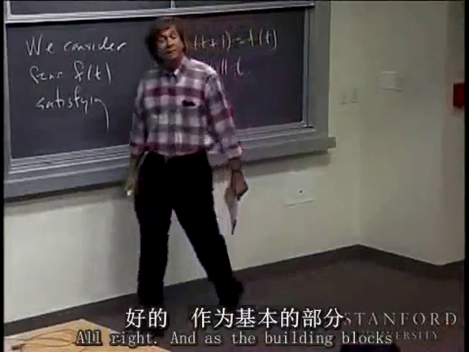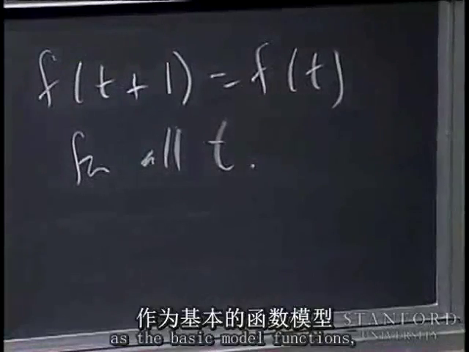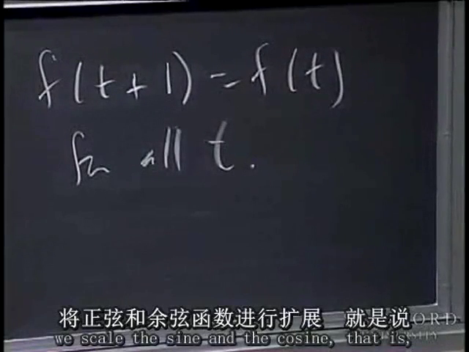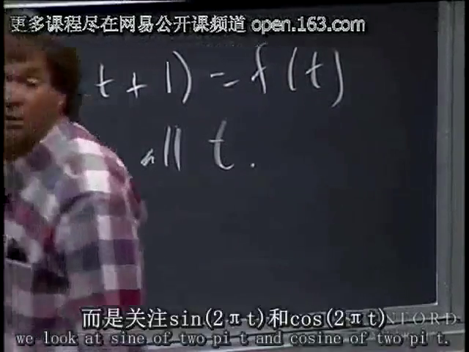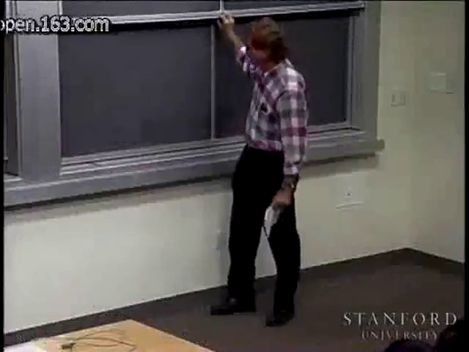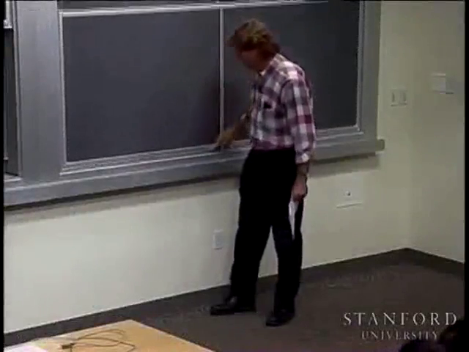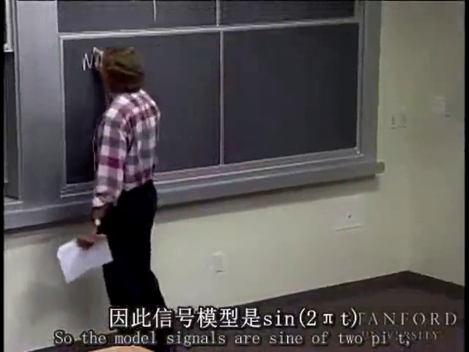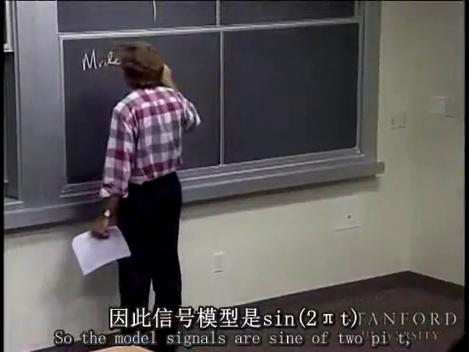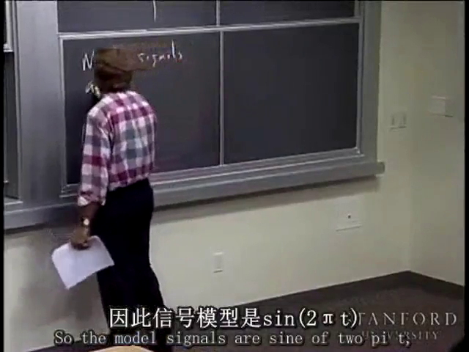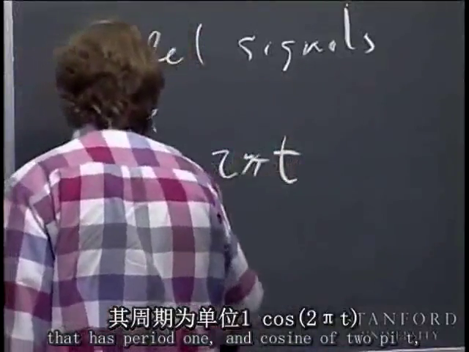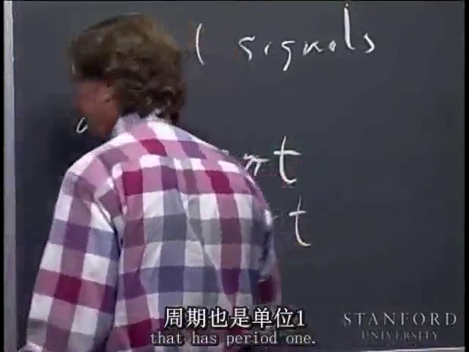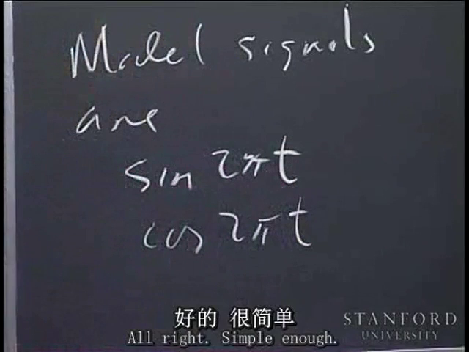All right? And as the building blocks, as the basic model functions, we scale the sine and the cosine. That is, we don't just look at sine of t and cosine of t, we look at sine of 2 pi t and cosine of 2 pi t. So the model signals are sine of 2 pi t, that has period 1, and cosine of 2 pi t. That has period 1. All right, simple enough.